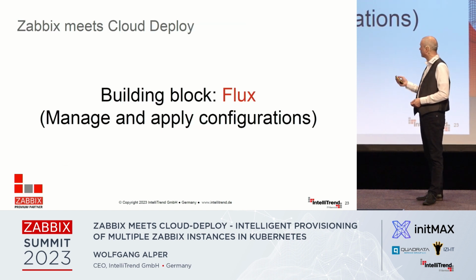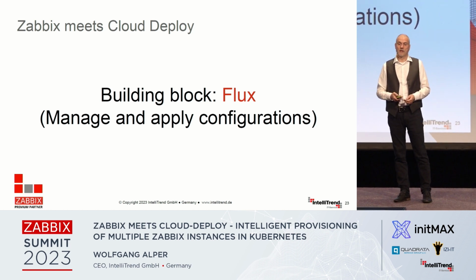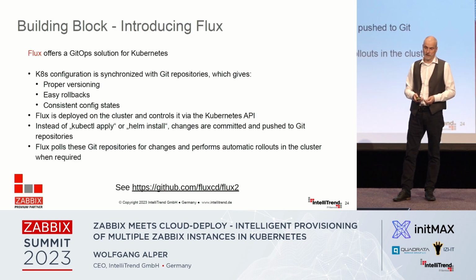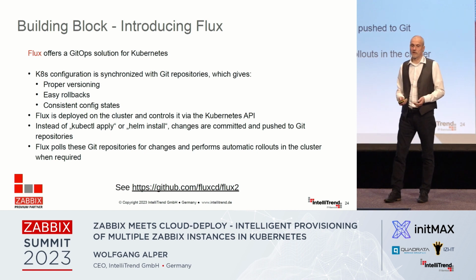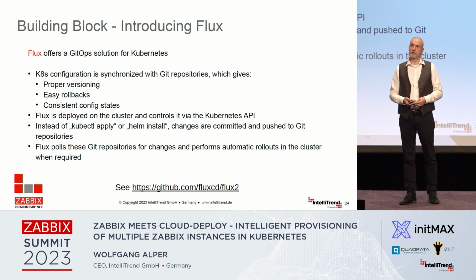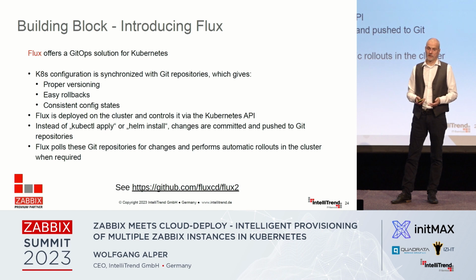One building block is Flux. It's one of the core building blocks, and Flux allows you to manage and apply configuration changes in a Kubernetes cluster. You find the URL at the bottom of the page. So what does Flux offer you? Flux offers a GitOps solution for Kubernetes. This enables us with proper versioning, easy rollbacks, and consistent config states.